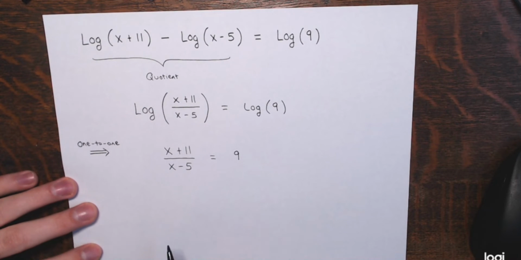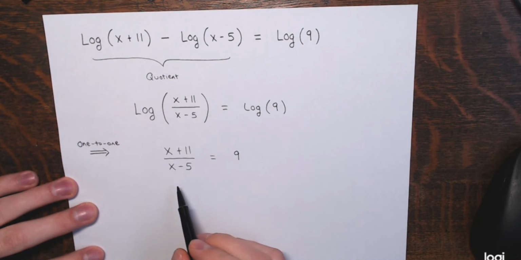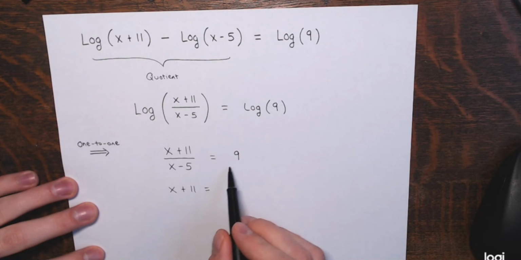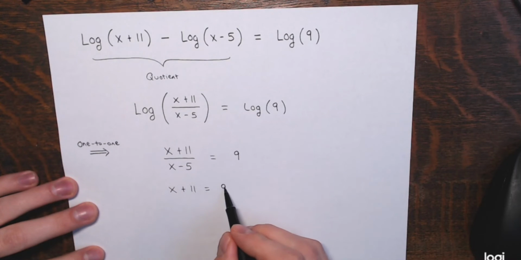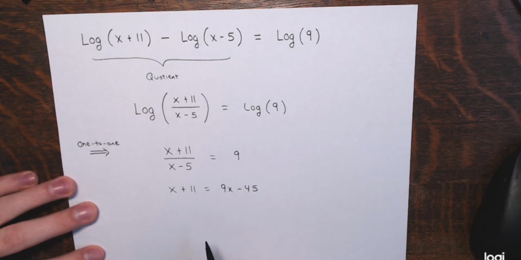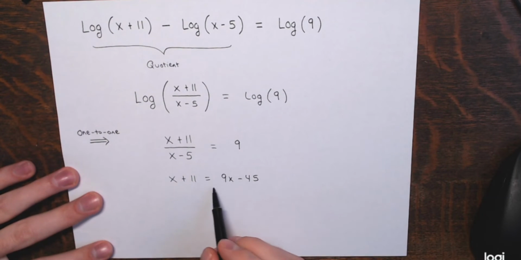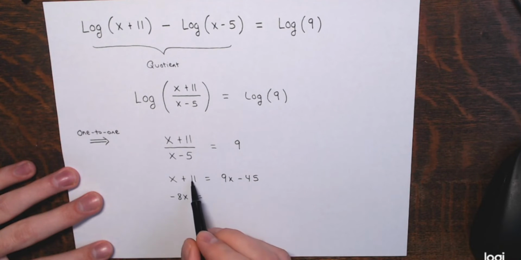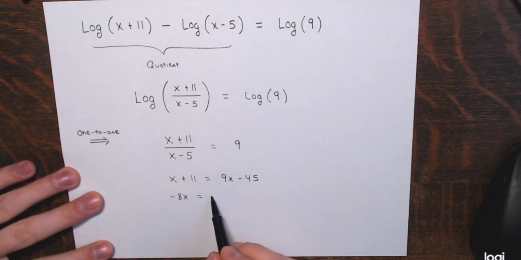So first I'll clear fractions, multiply both sides by x minus 5. Now if I multiply 9 by x minus 5, and distribute the 9, that'll be 9x minus 45. And then I'll take away 9x, it gives me negative 8x on the left. Take away 11, gives me negative 56 on the right. And then dividing by negative 8, x would be positive 7.